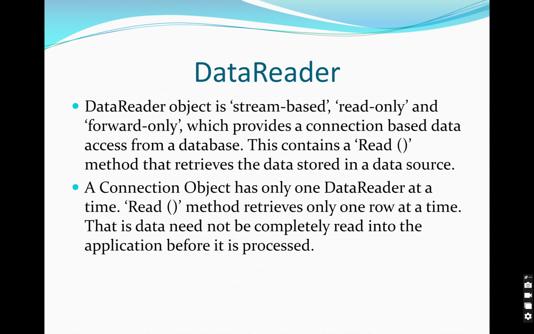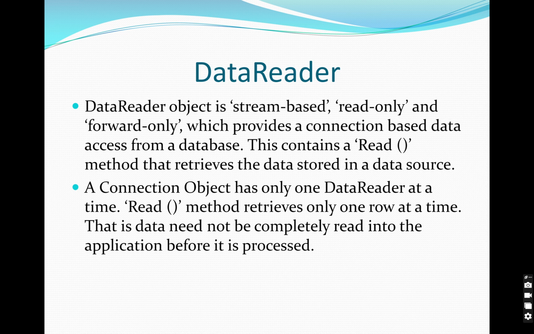The data reader object is also there. What is the purpose? When you want to run the select query in the database, it will return certain records. Those records are stored in the data reader object, which is stream based, read only and forward only, and which provides connection based data access from the database. It contains one method, Read, which is used to read the records, and we can iterate using a loop if you want to get all the records through the data reader. The connection object has only one data reader at a time, and the Read method retrieves only one record or one row at a time.